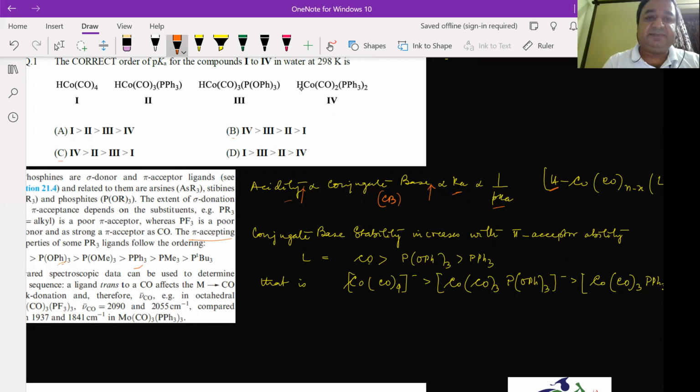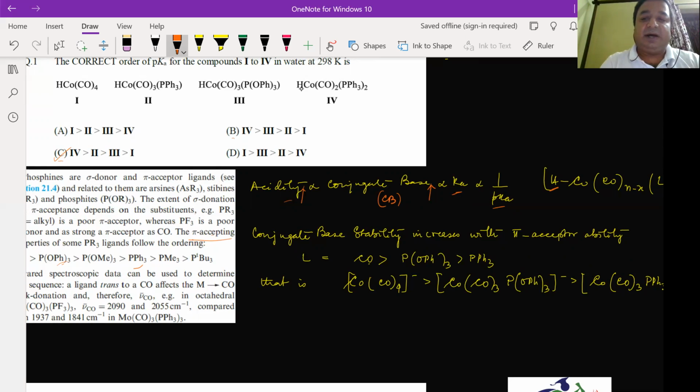So that means one will be having the least value, then it would be the 2, then the one having only, so one will be followed by not 2 but 3. So one will be having the lowest pKa, then it will be 3, then it will be 2, which means this one, and then it will be 4. So here our answer would be option C.